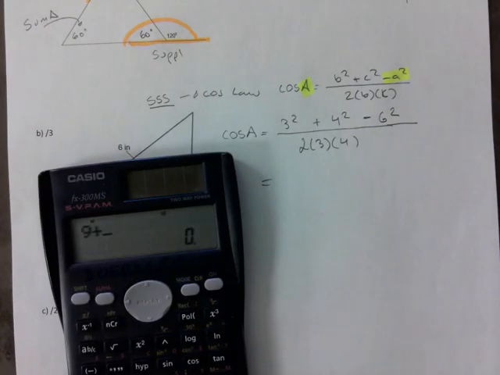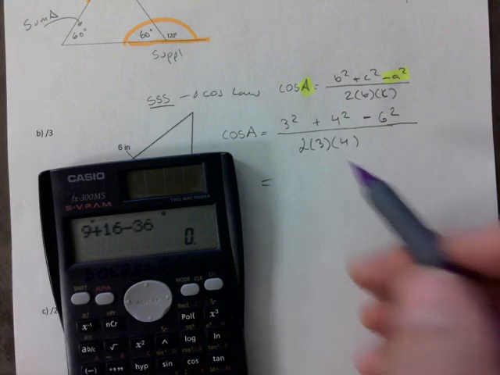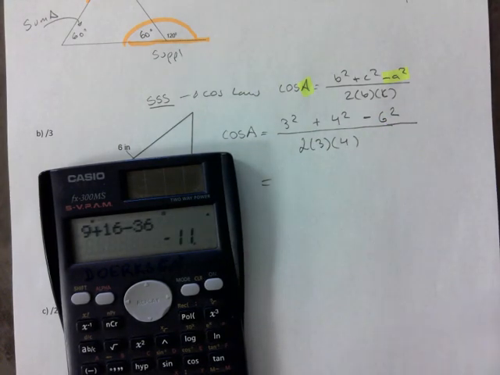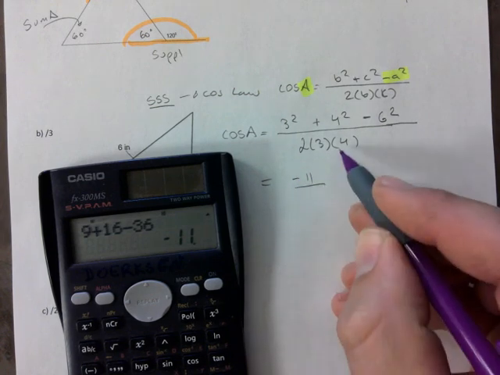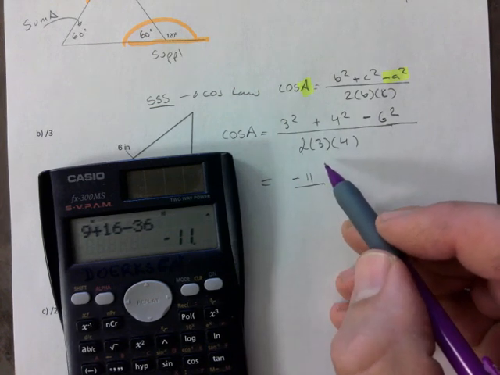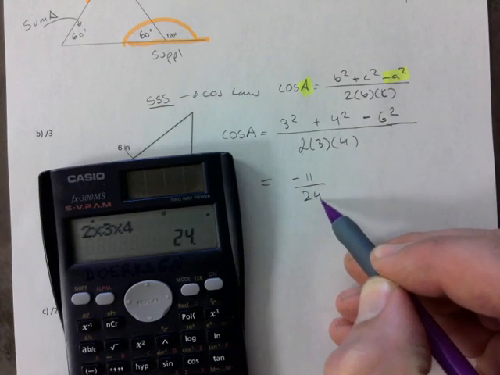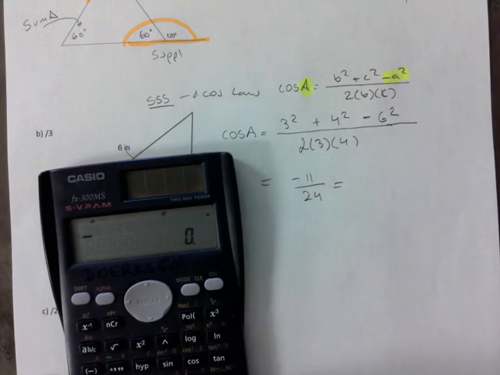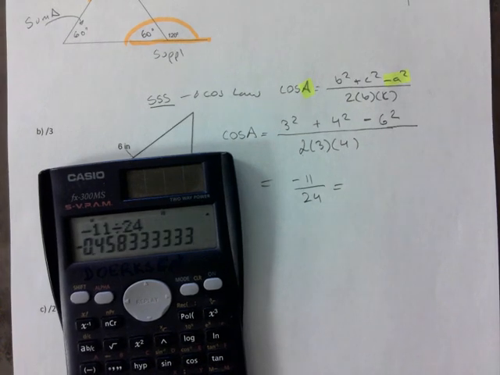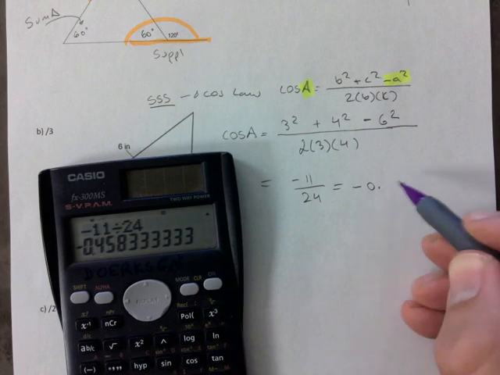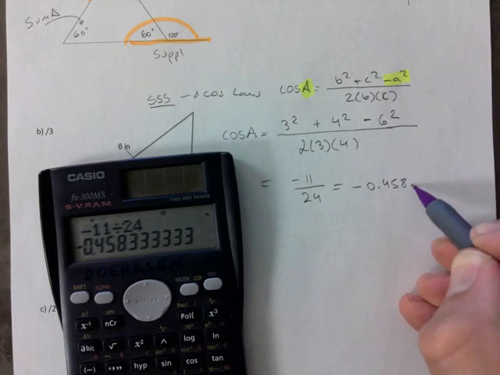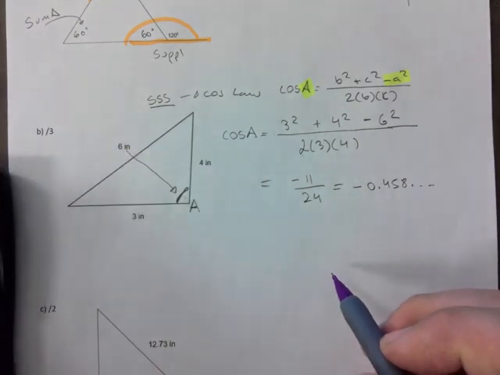And then you have 9 plus 16 minus 36. You can type it in with the squares, that's fine. That's negative 11 over 2 times 3 times 4, which is 24. Here you have to be careful. My calculator, I can go negative 11 divided by 24. That's negative 0.458 and something. Okay.